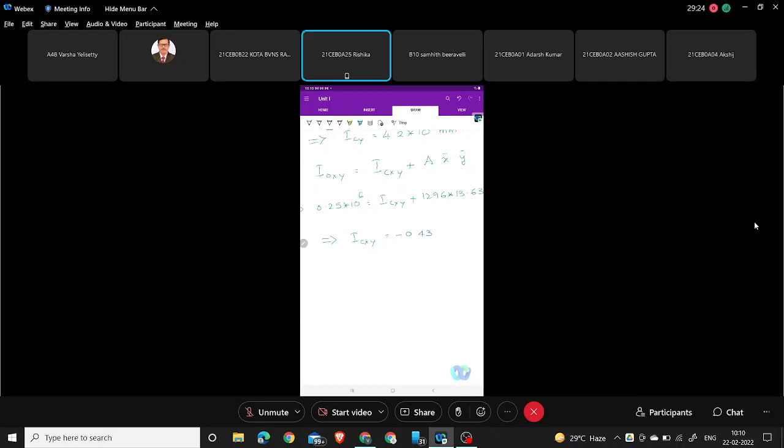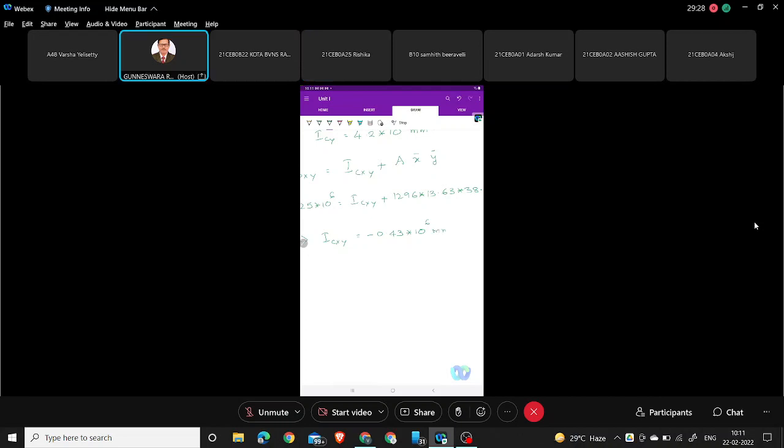Minus 0.43 into 10 to the power 6 mm power 4. See, it can be a negative value also. Product of inertia can be a positive value or negative value. Don't worry about it. Okay, so let us calculate the moments of inertia passing through the centroids.